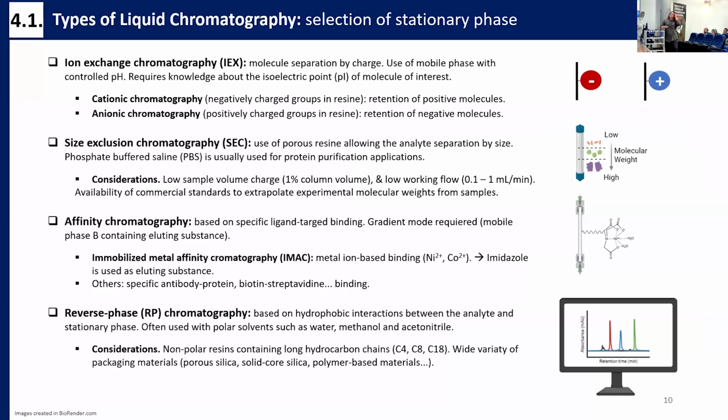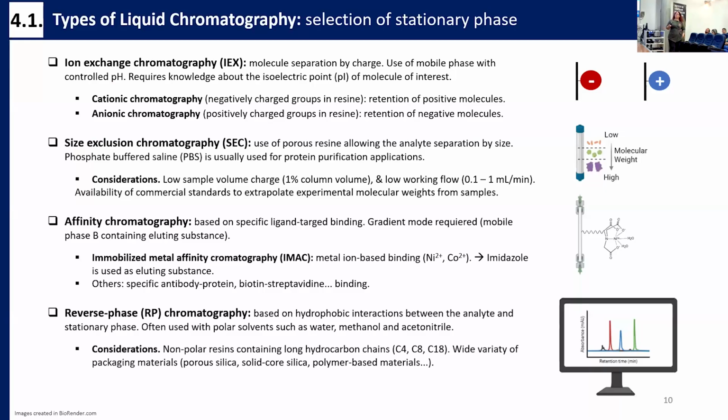So very briefly, there exist different liquid chromatography types, and as I said, that depends on the stationary phase. Here I put the most relevant ones. The first one is ion exchange chromatography, which is based on the separation of molecules by charge. Here we need to choose the mobile phase very carefully in order to have a controlled pH, to have the charge of the molecule necessary for use with our columns.